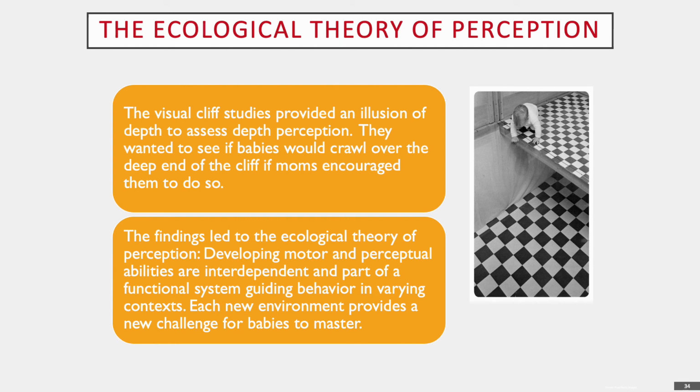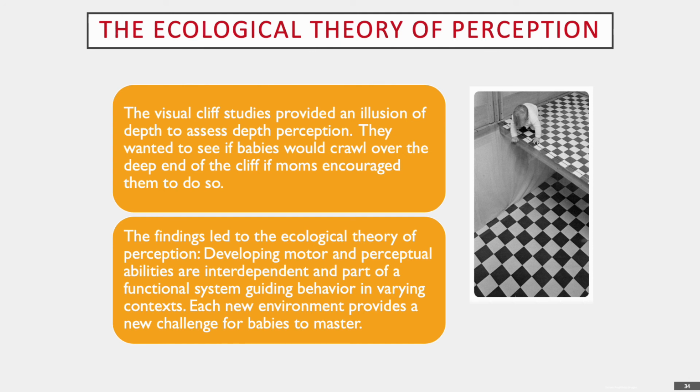Now two theories, and I apologize for ending the lecture on theories. I know it's not people's favorite part, but it's important to understand. We're going to discuss two theories real quickly. The ecological theory of perception, and this is somewhat amusing to me. It probably shouldn't be. But the visual cliff studies provided an illusion of depth to assess depth perception in children.